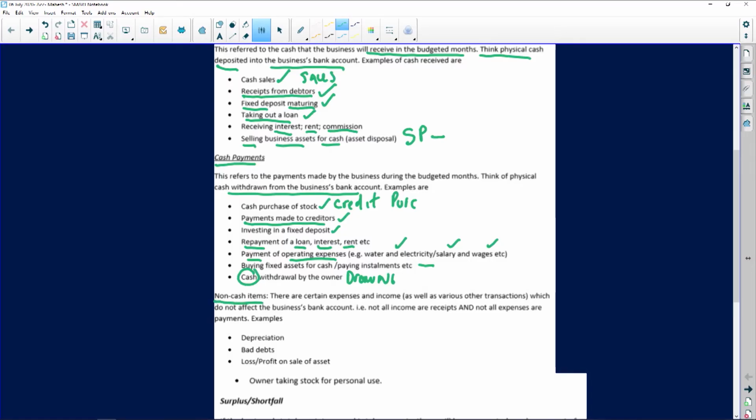Right, then another very important concept for us to mention at this stage is your non-cash items. So here we're talking about certain items that you're going to come across.